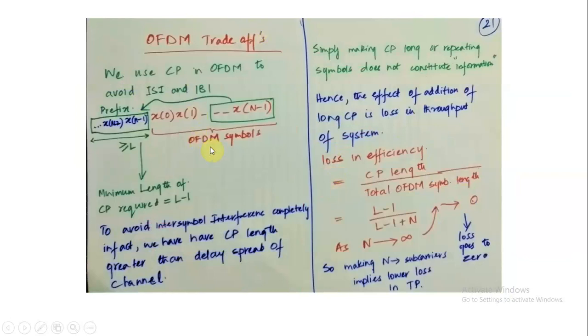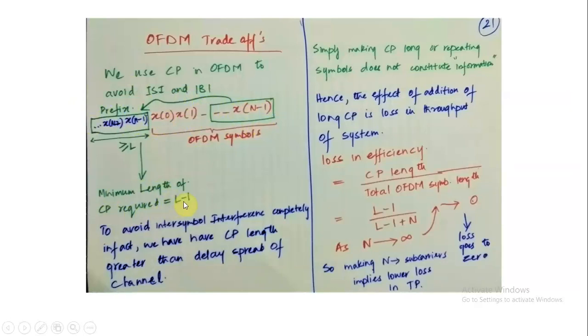Now we will talk about OFDM trade-offs. We used cyclic prefix in OFDM to avoid intersymbol interference and interblock interference. What was the cyclic prefix? We copy the last L minus 1 symbols as a prefix to the original block of symbols. So the minimum length of the cyclic prefix block required is L minus 1.